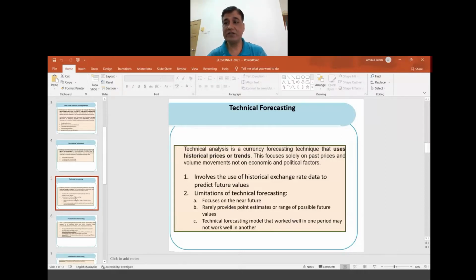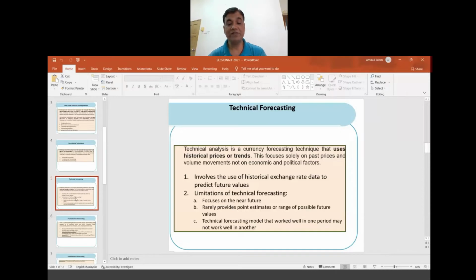But once the COVID is managed and settled, then using this data to predict the near future exchange rate will be difficult. Even long term, of course, very difficult. So this is the main limitation of this method. We cannot use it for long term. We use it for short term. It rarely provides point estimates, or a range of possible future values. So it just provides you some kind of ranges.